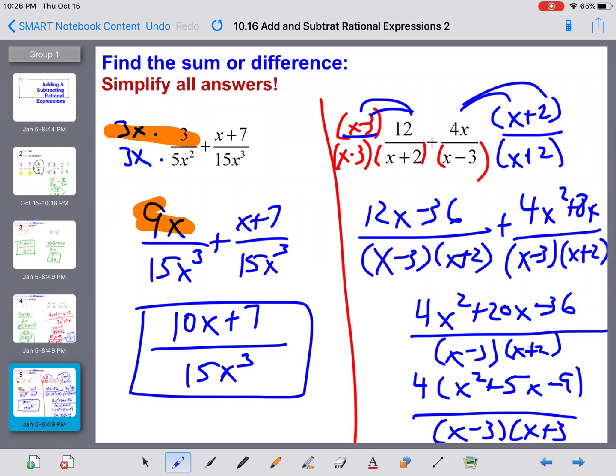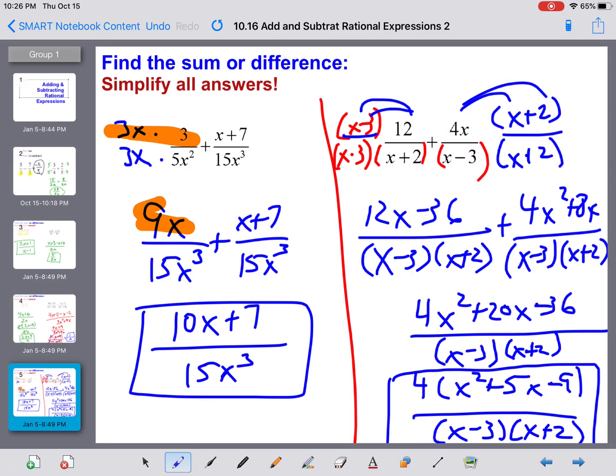So we do not have anything in the numerator now that multiplies to negative 9 and adds to 5. So we cannot factor that any further. We don't have any common factors. So there's no factors of x minus 3 or x plus 2 in the top. So this would be our final answer.